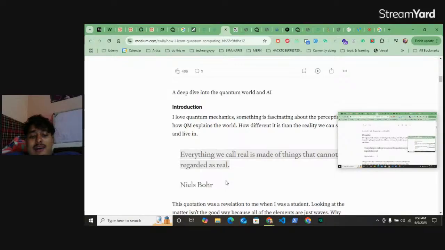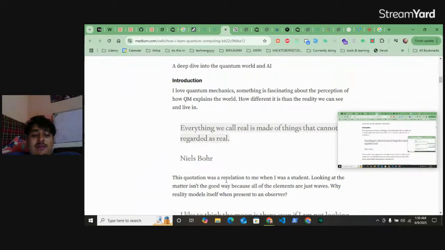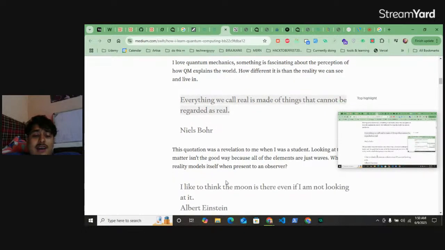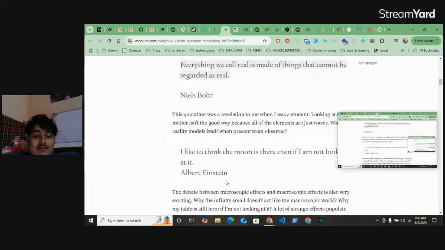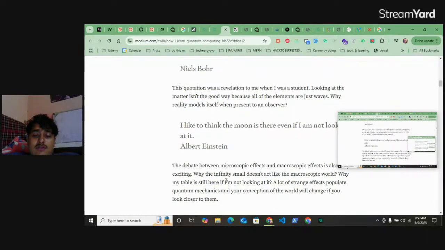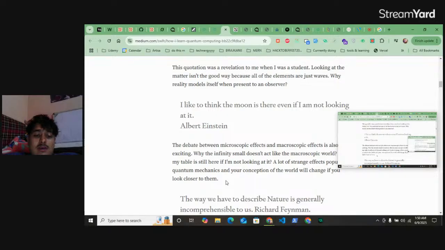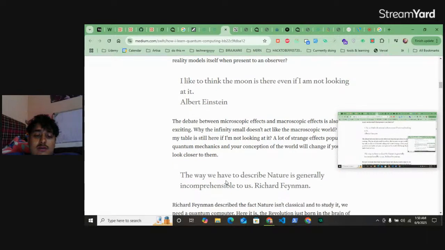I love quantum mechanics. Something is fascinating about the perception of how quantum mechanics explains the world, how different it is from the reality we can see and live in. Everything we call real is made of things that can't be regarded as real. This question was a revelation to me when I was a student, because all of these elements are just waves. Why does reality model itself when presented to an observer? I like to think the moon is there even if I'm not looking at it.